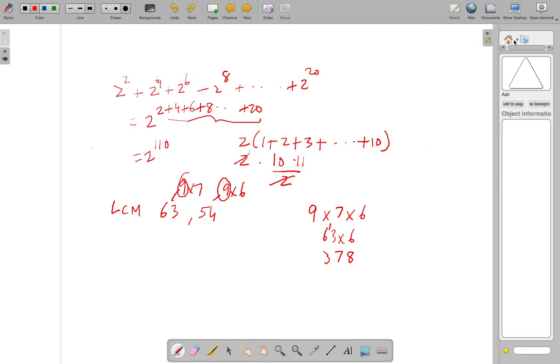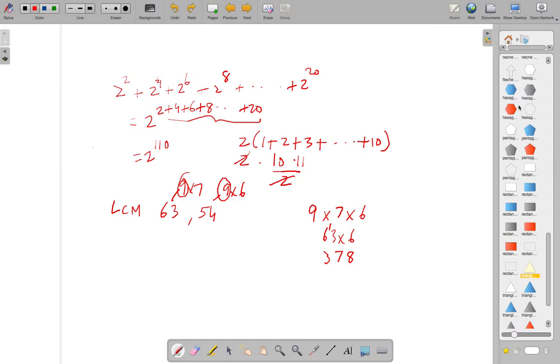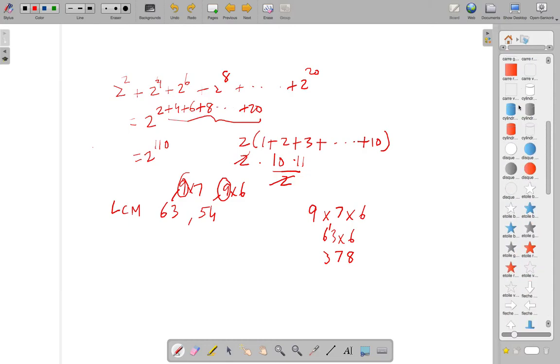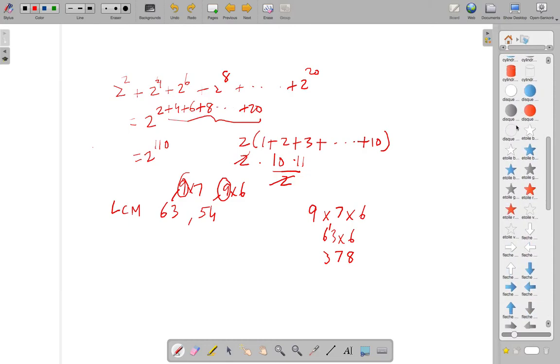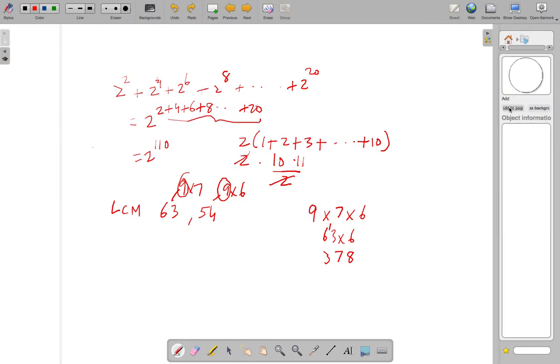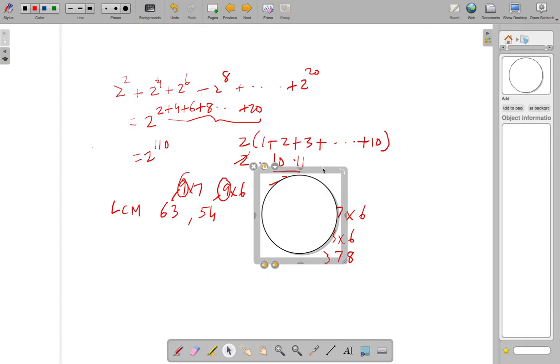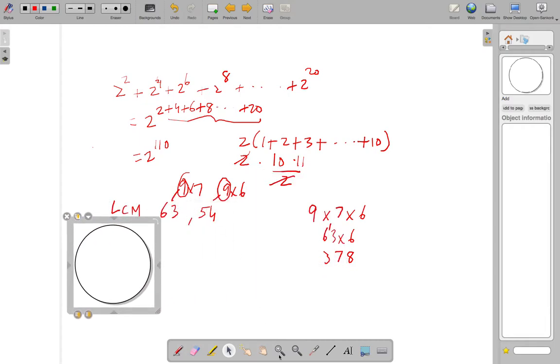Let's see if I can come back here and draw a circle. So if we have, this is the clock, then the minute hand is up. The other clock is also, the minute hand is up like this.